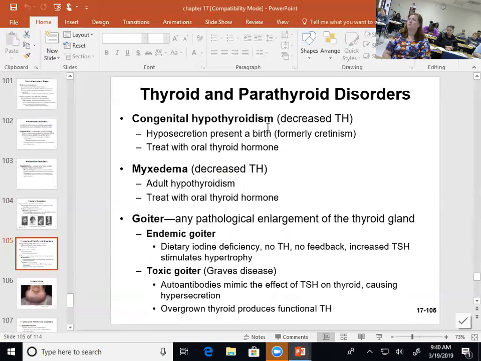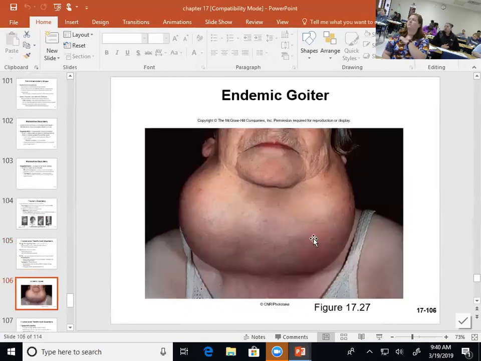Now, thyroid and parathyroid, I do want you to know, I think I told you about goiters, didn't I? I said a goiter is not a diagnosis. It's just saying that somebody's thyroid is enlarged. And I gave you different examples. I told you about Hashimoto's thyroiditis, which is hypothyroidism. I told you about Graves' disease, which is what? Hyperthyroidism. They can both cause goiters. And I told you about endemic goiters, which is because of a lack of what? A lack of iodine. And this would be an example of an endemic goiter.